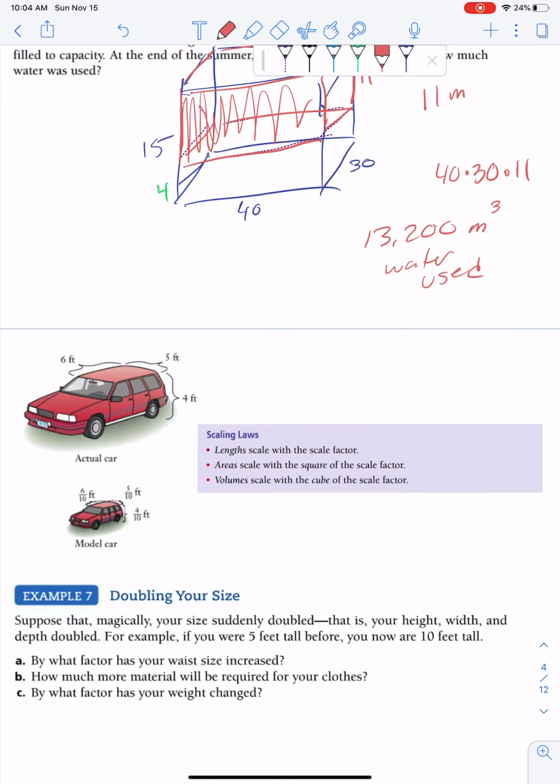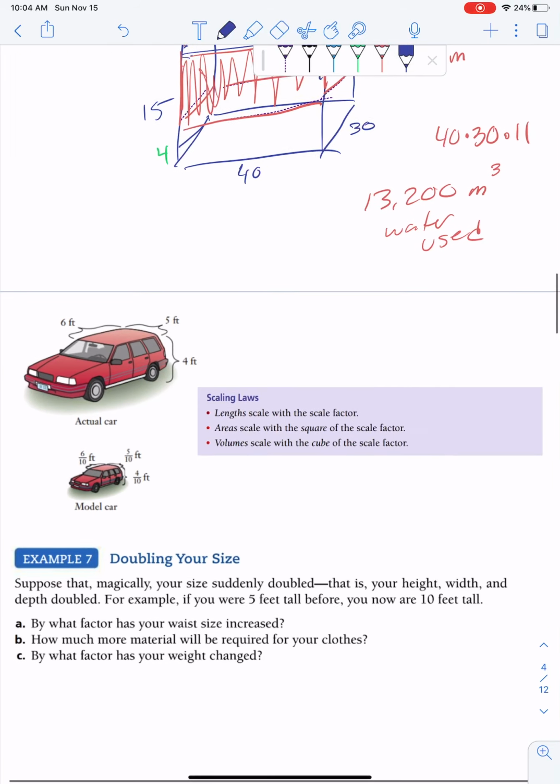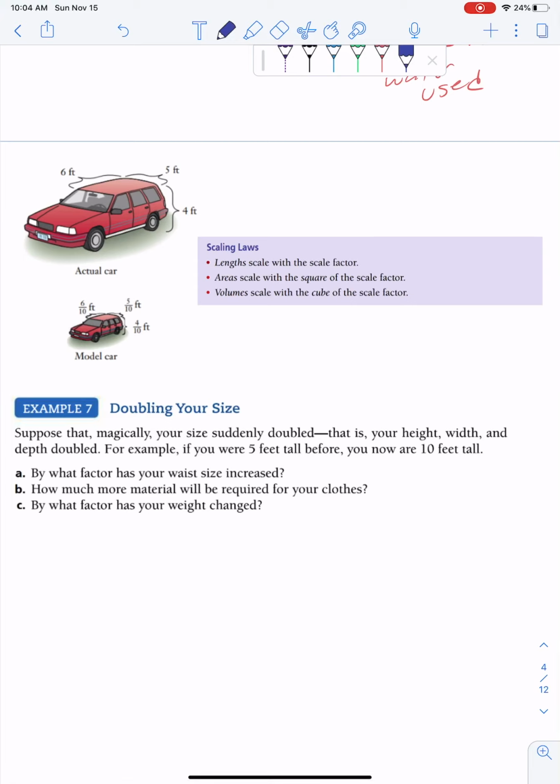Scaling laws. All right, so this one we've got to be a little bit careful of. This might be new for a lot of you. We kind of talked about this a little bit when we were talking about advertisements trying to mislead or data trying to be misleading. So what's happening is, if I am taking an object and making it twice as big, scaling laws tell me that the lengths will scale with the factor. So something that was 4 feet long is now going to be 8 feet long because I'm timesing it by 2. I'm doubling it. That's my scale factor.